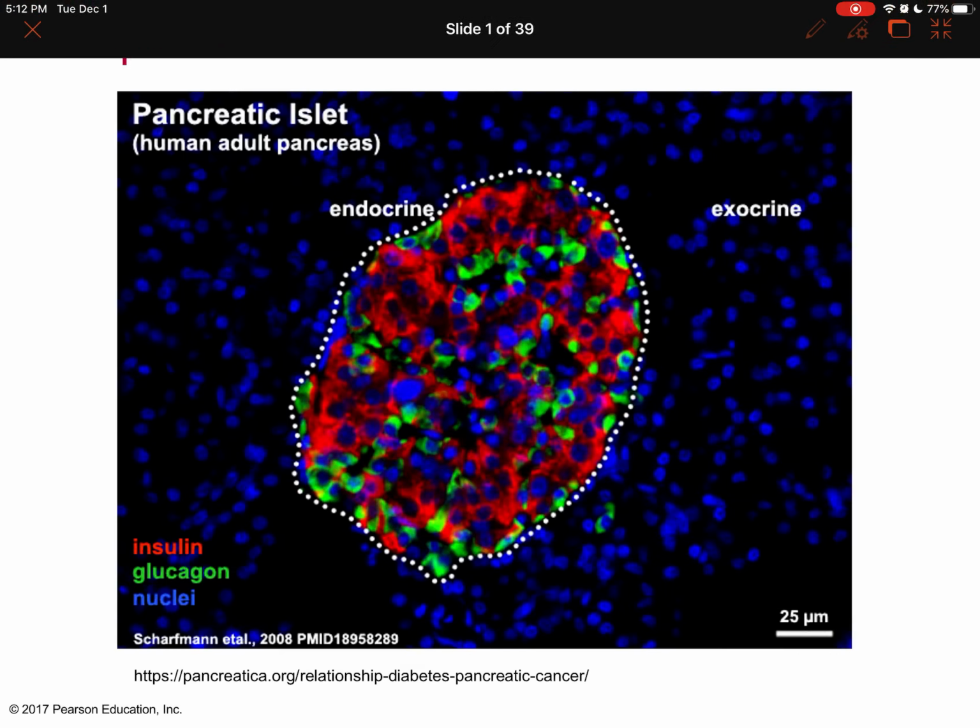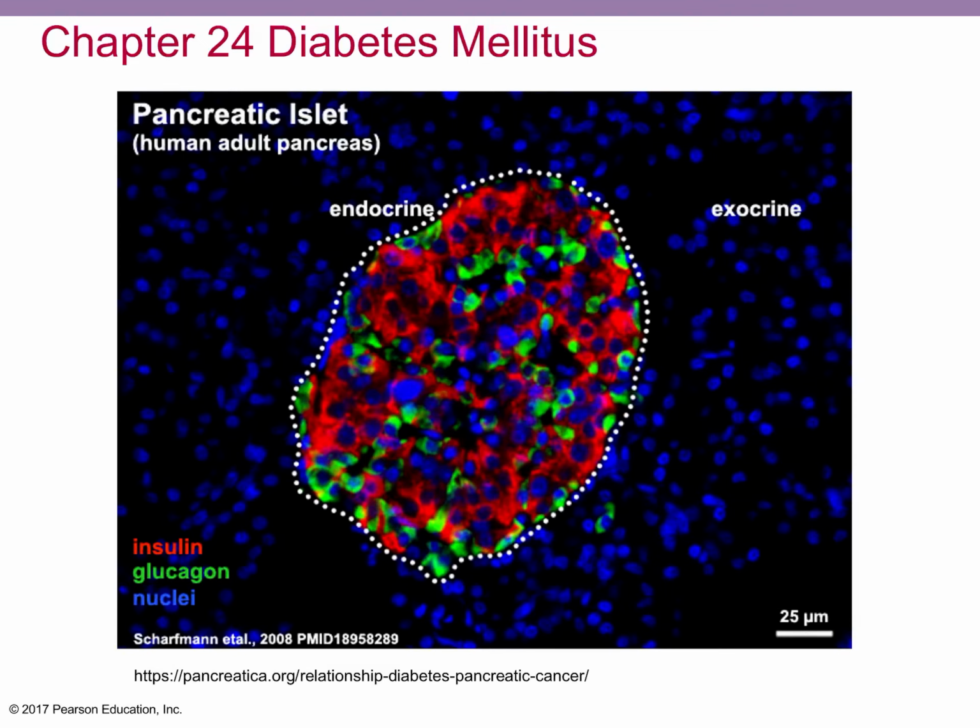Okay, so this is chapter 24, talking about diabetes mellitus. You are looking at a stained slide of the pancreas, and we have the exocrine cells, the nuclei stained blue, and the islets of Langerhans, or the pancreatic islets, in different colors. The red color is going to stain insulin. So we can see all the cells that create insulin, the beta cells, and all the cells with glucagon.